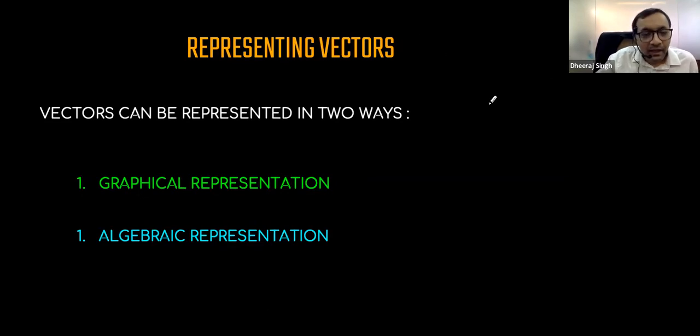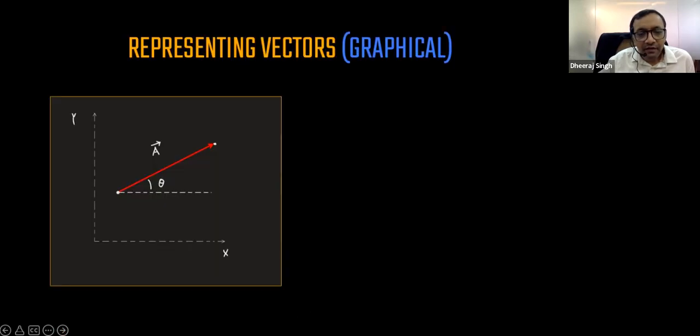But anyways. We already discussed that for vectors there can be two kinds of analysis, graphical as well as algebraic. So nothing to note down here. This we already know of. This is the way we represent a vector.